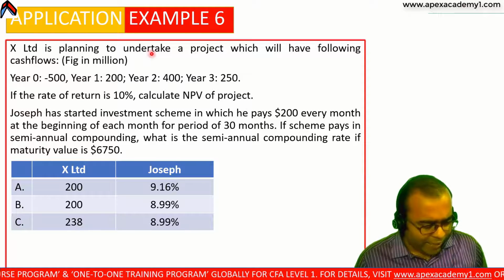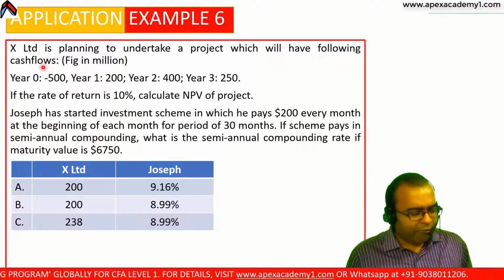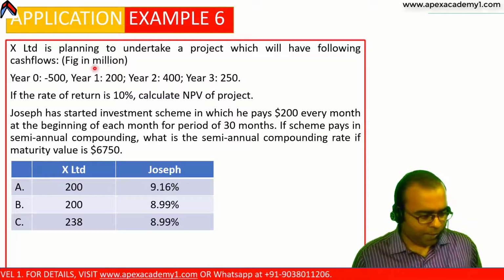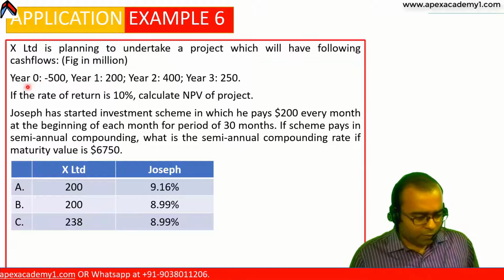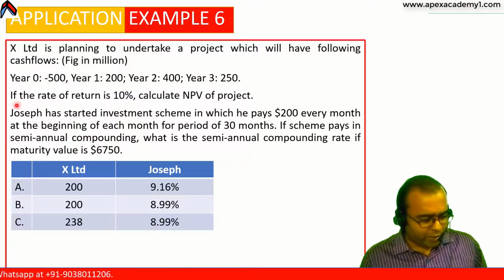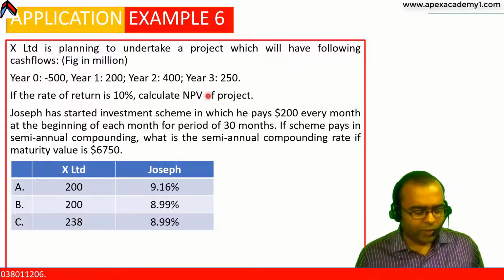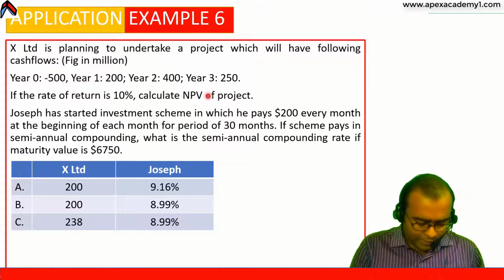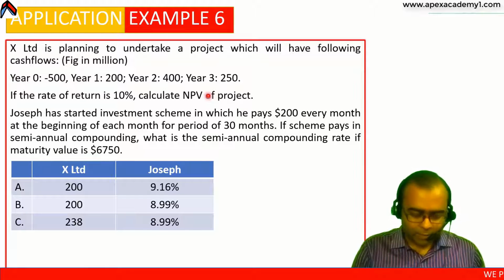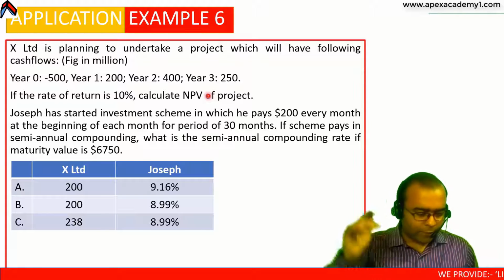X Limited is planning to undertake a project which will have the following cash flows, in million. Year 0, year 1 to 3 cash flows are given. If the rate of return is 10%, calculate NPV of the project. Okay, CF, second, clear work. We have to use the CF function to calculate NPV.